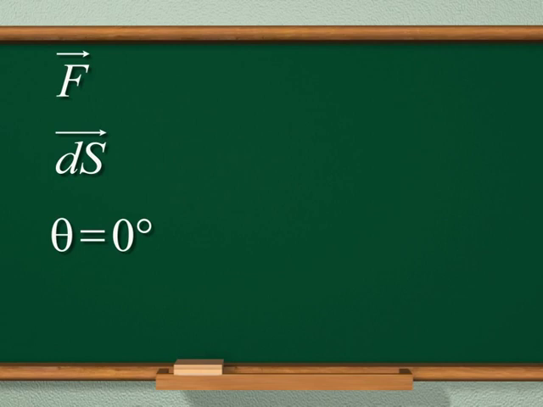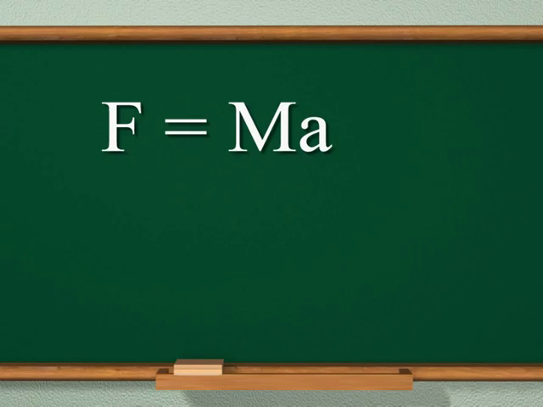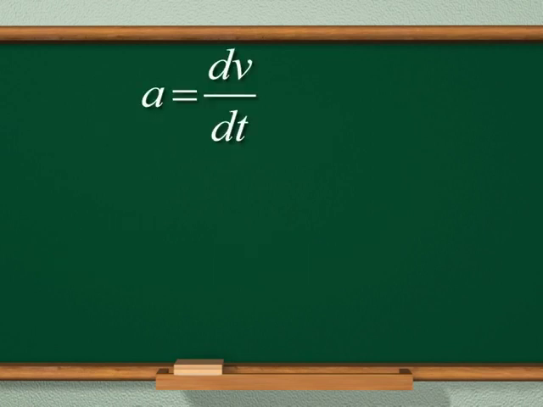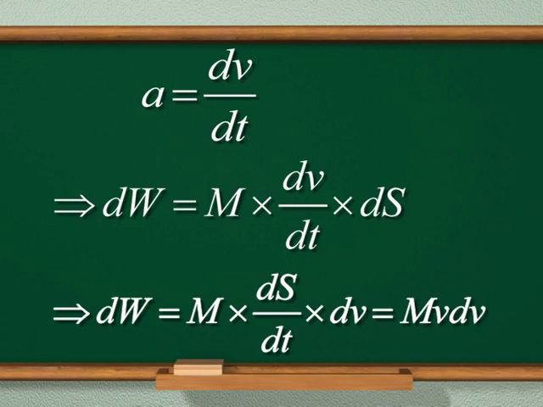Then the small work done dW is equal to vector F dot vector ds, which is equal to F into ds cos 0 degree, which is equal to F into ds. According to Newton's second law of motion, force F is equal to m into a. Here, a is acceleration produced in the direction of force. Thus, we have the small work done dW equal to m into a into ds. Since acceleration of the body moving with the velocity v is a equal to dv by dt, the work done dW is equal to m into dv by dt into ds, or dW is equal to m into ds by dt into dv, which is equal to m into v into dv.